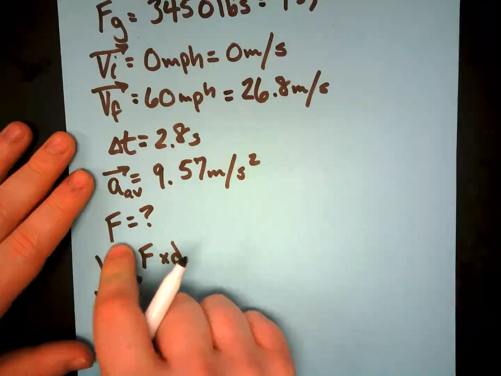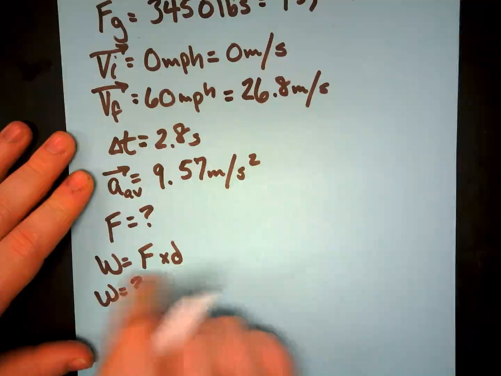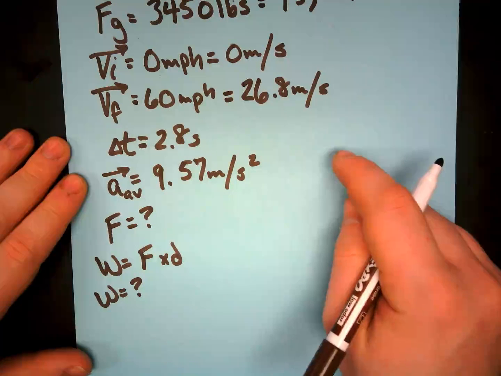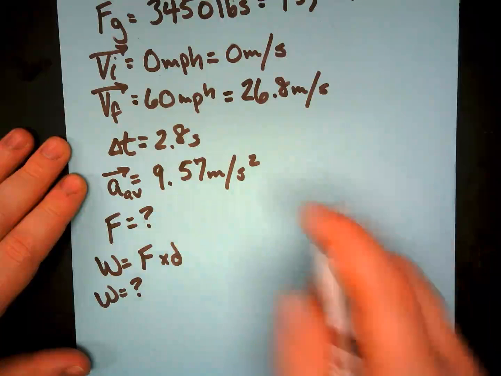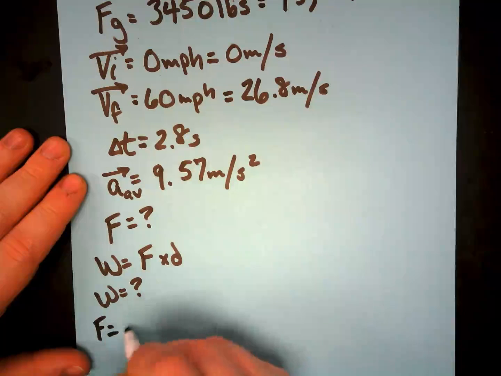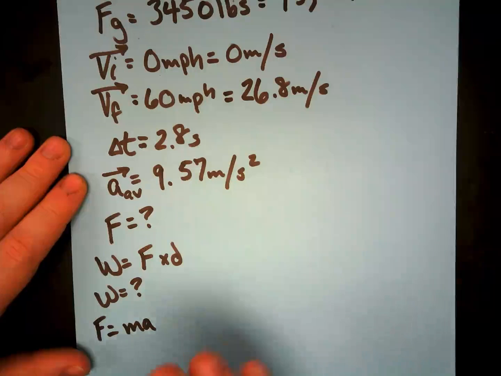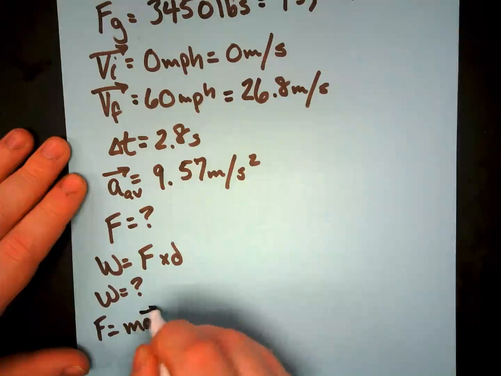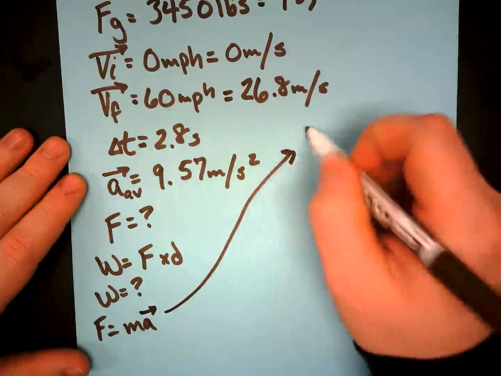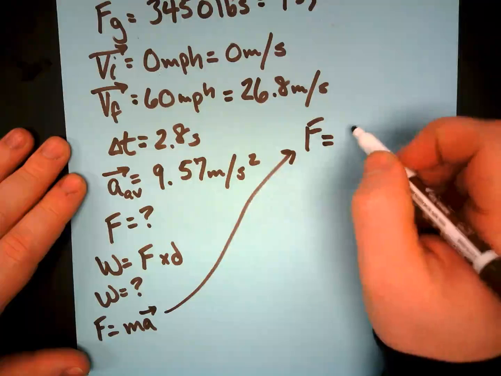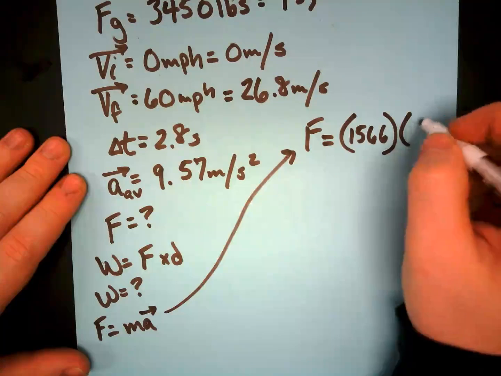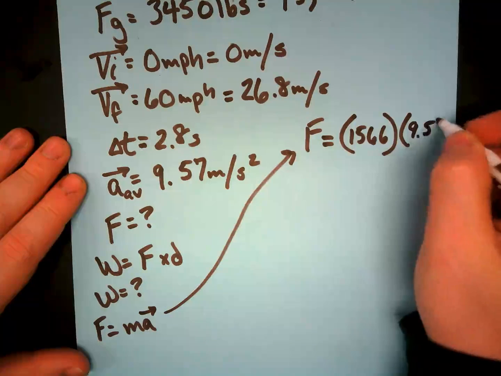We need to find force, because force times distance is equal to work, and when we have work, we can find our power and how many watts were expelled here. So let's find force. Force is equal to ma, and we're completely negating friction here. So F is going to be equal to mass, which is 1,566, times our acceleration, which is 9.57.